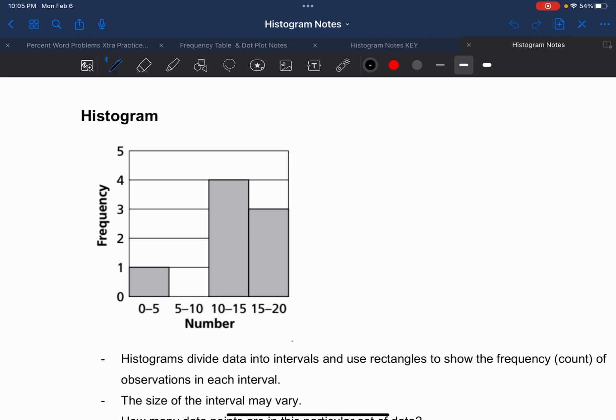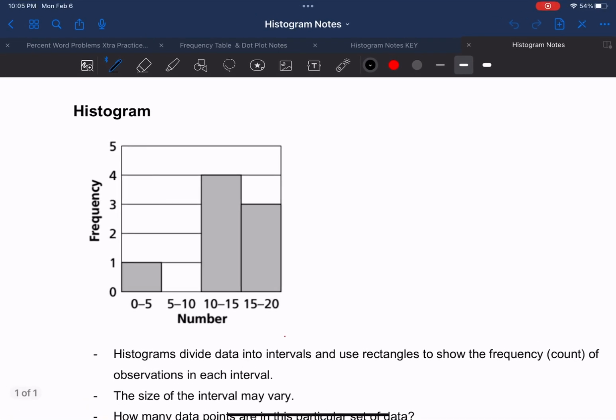With a histogram, you're going to see that it actually divides the data into intervals. You'll notice there's an interval right here from 0 to 5, 5 to 10, 10 to 15, 15 to 20. And we're going to use rectangles to show the frequency, or the count of observations, in each interval. So you'll notice the frequency is here.